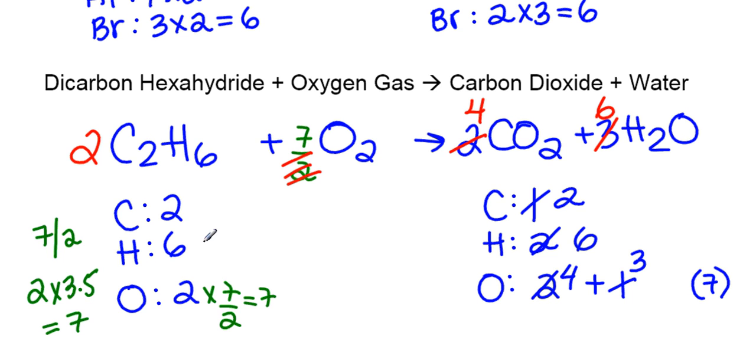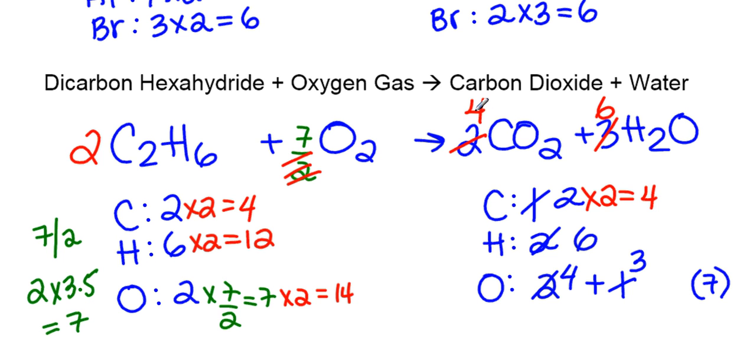So if I go back now and check what I have, carbon we multiplied by 2, so it's 4. 6 times 2 is 12. 7 times 2 is 14. Over here, 2 times 2 is 4. We had 4, so multiply this by 2, we would get 8. Over here, 6. 6 times 2 gives us 12. And this one times 2 gives me 6. And 6 plus 8 gives me 14.